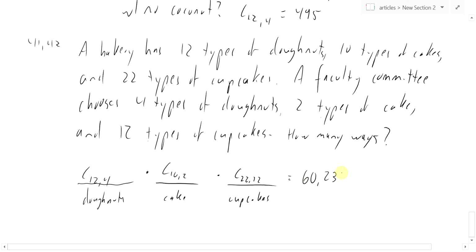In fact, it's 60,235,074,900. So there's that many ways. It would take a while, a lot of faculty meetings, to go through all of those possible combinations, right? But, you know, it's a sequence of choices, and a sequence of choices means the multiplication principle.